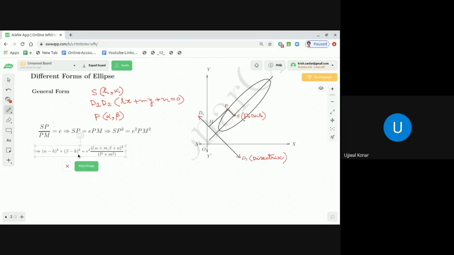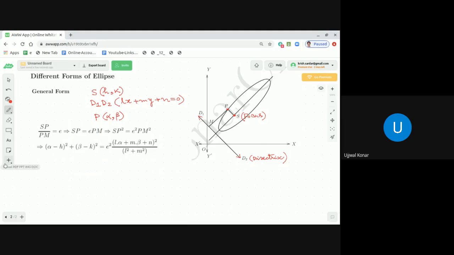And we can eventually write something like this because SP square is equal to, as you see, alpha minus H whole square plus beta minus K whole square. That is SP square. And E square is already there and PM square is what? L into alpha plus M into beta plus N whole square by L square plus M square. Actually, PM is nothing but L into alpha plus M into beta plus N by square root of L square plus M square. But we take a square of this, so we get this one. I hope it is well understood.